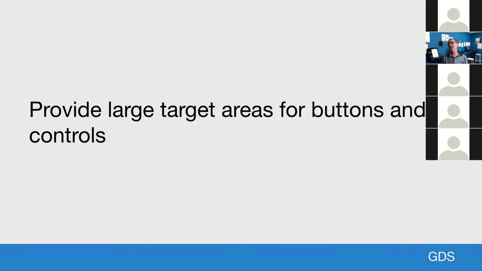Another thing to think about is the size of controls. Provide large target areas for the buttons and controls. This is important not just for people who use a mouse or a trackpad, but may have limited fine motor control, but also for someone using a mobile device, which is increasingly common. I believe that more than 60% of traffic to local government websites is now on mobile devices. So it's important to make sure that things work well for touchscreen devices.